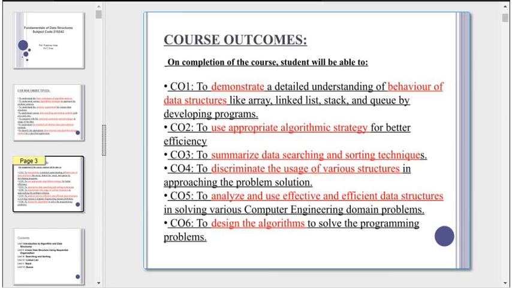The next one is to analyze and use effective and efficient data structures in solving various computer engineering domain problems. So for any problem we will identify which data structure we are going to use after analysis, and we will also write an efficient algorithm for solving that problem using that particular data structure. The next outcome is to design an algorithm to solve a programming problem. So we will see the different tools for writing algorithms, and how we can design the algorithm for a particular problem.